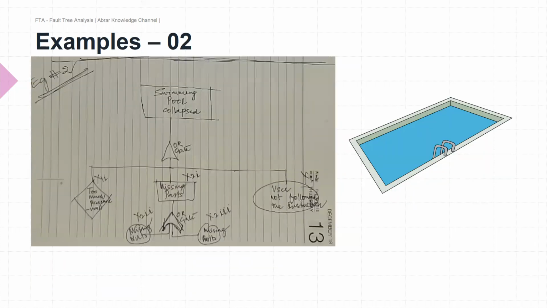Let's talk about another one. The swimming pool is quite straightforward. Swimming pool collapse, and we are using the OR gate. Why? Because there could be three potential reasons: too much pressure against the wall, missing parts, and the user not following the instructions. Missing parts is again narrowed down to two factors: one is missing nuts and the other is missing bolts, right? This is one example of swimming pool collapse.